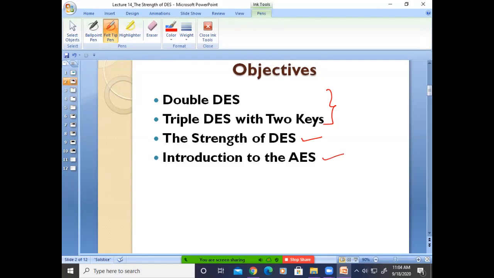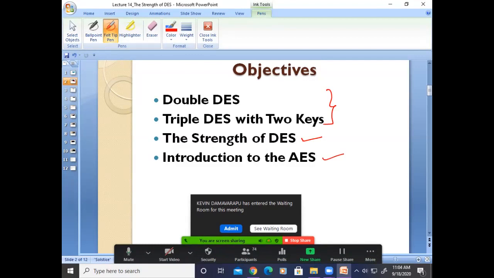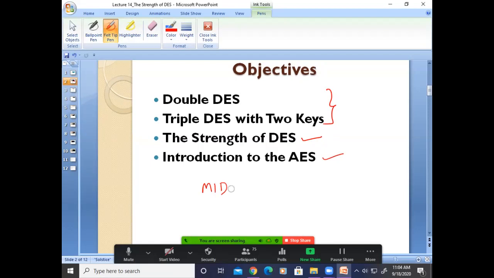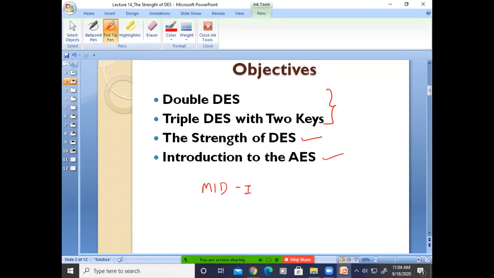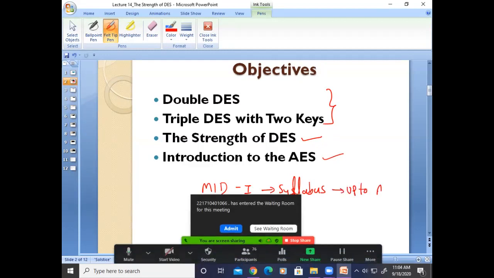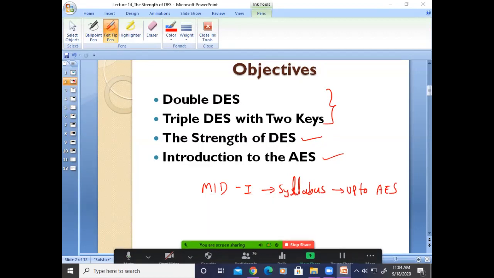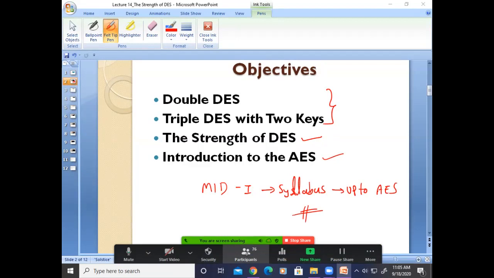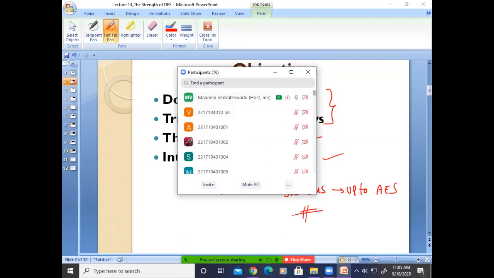The mid one syllabus will be up to this introduction to the AES. Clear to all of you, the syllabus for mid one or unit test one is up to AES, okay? Please confirm. Inform other students also who are not there in the class.